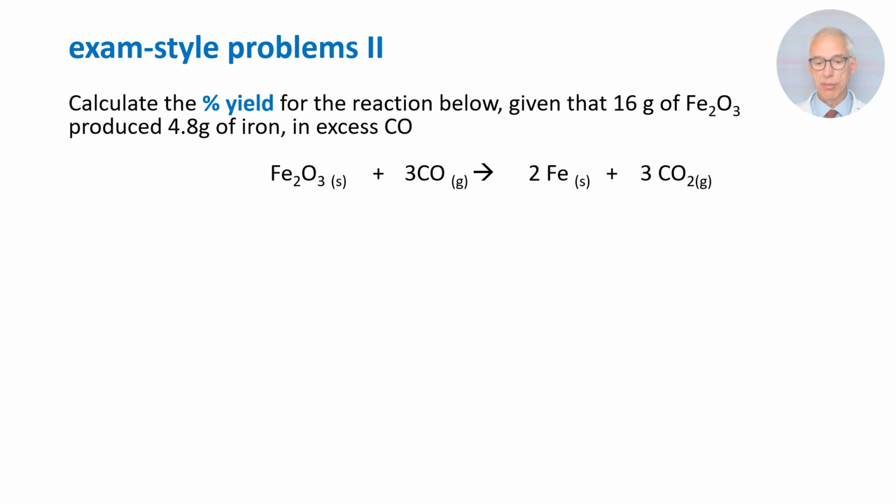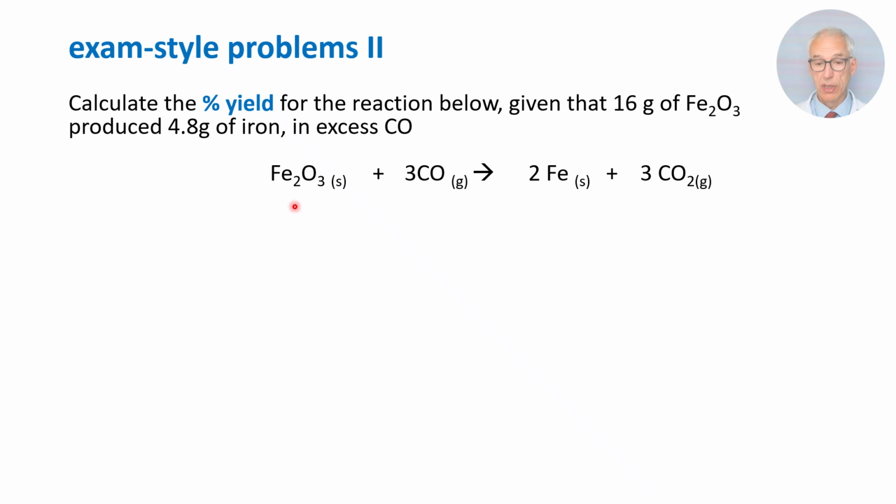So our second problem is more complex. Calculate the percentage yield for the reaction below. So here is the balanced chemical equation. Given that 16 grams of iron oxide produced 4.8 grams of iron in excess carbon monoxide. Stop the class. Can you calculate the percentage yield? Come back to check my working when you are ready.